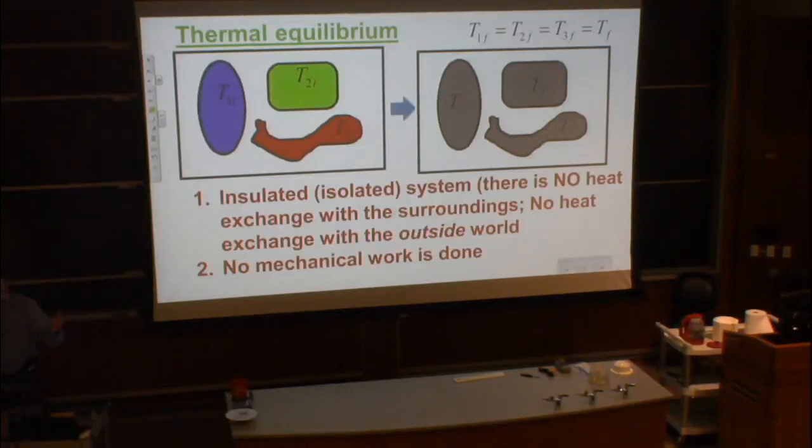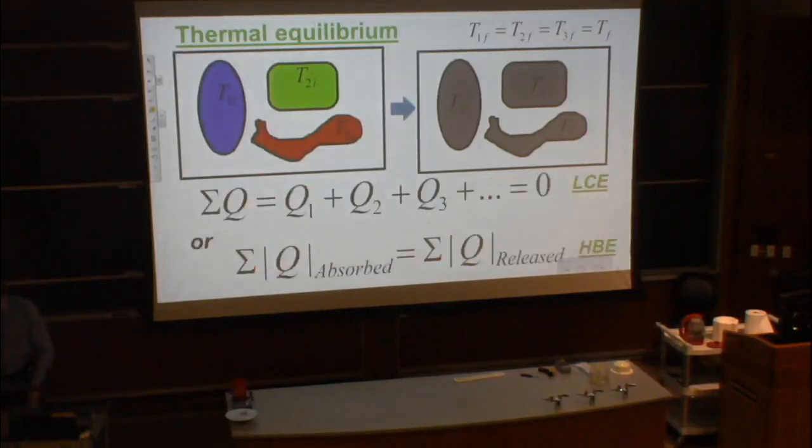in that case, the total energy of the system inside that container must remain constant, which means the total amount of energy some objects lost should be equal to the total amount of energy other objects absorbed. That's the law of conservation of energy. So how do we write it? We have two ways to write it down.